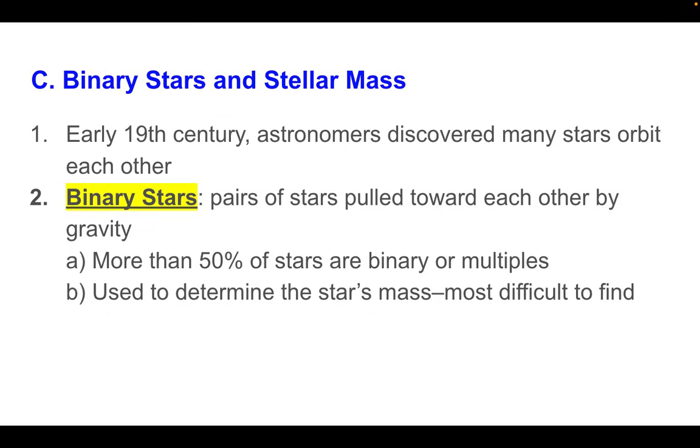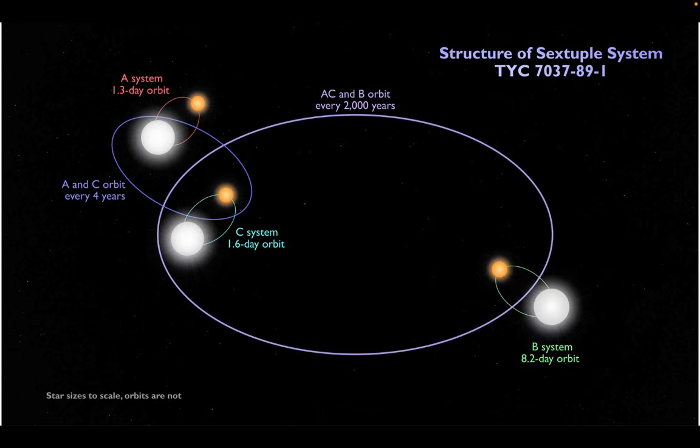But finding the mass of a star is obviously the most difficult to find, but temperature and color are not. And then, what is it made up of? Well, we use a spectroscope for that. So here is an example of just the structure of a sextuple system, TYC 7037891, and their orbit.